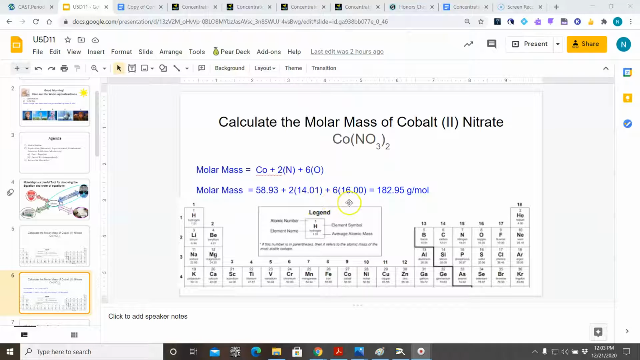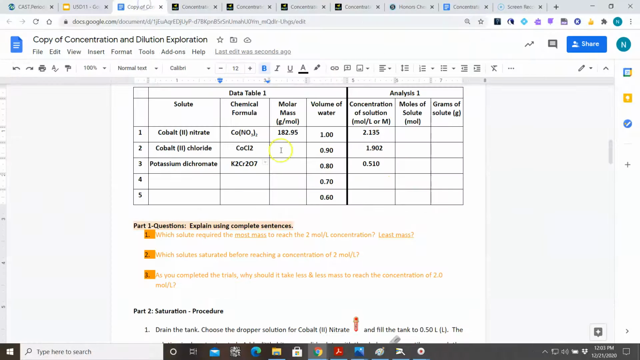And then I'm going to add, finally, I have 6 oxygens. Each one has an average atomic mass of 16. So what I do is basically add up the masses of all the elements in the chemical formula using the periodic table. That's how we get the average atomic mass, and that's how you would get this number here for cobalt nitrate.